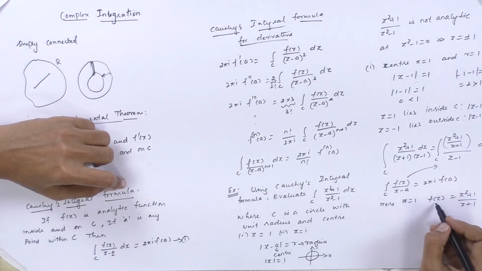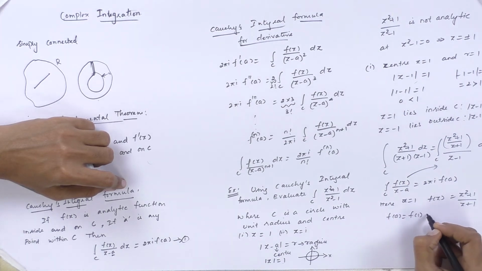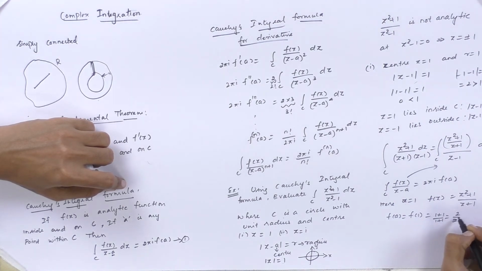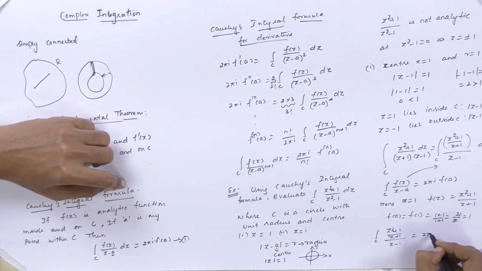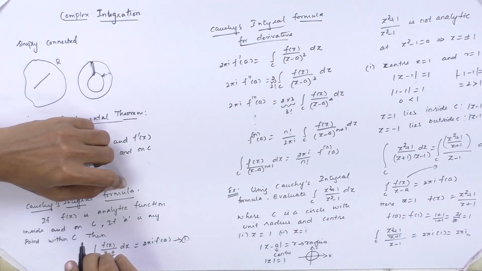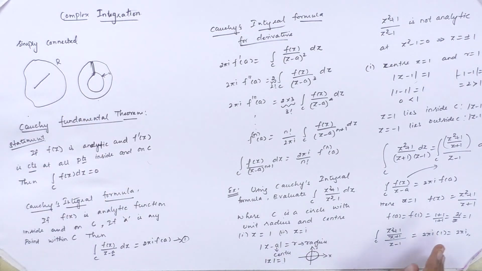Substitute a equal to 1 in f of z, we get f of a is equal to f of 1 equal to 1 plus 1 divided by 1 plus 1, which is 2 by 2, it gets cancelled, equal to 1. Therefore, integration over C of z square plus 1 divided by z plus 1, the whole divided by z minus 1, is equal to 2 pi i into 1, equal to 2 pi i. This is the answer for the unit radius and the center z equal to 1.